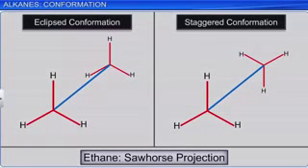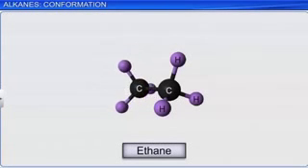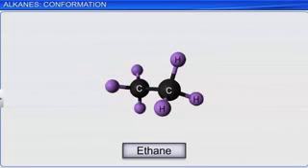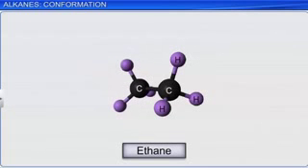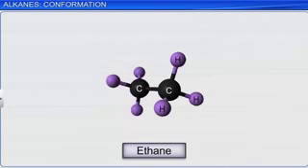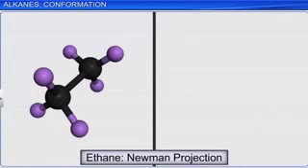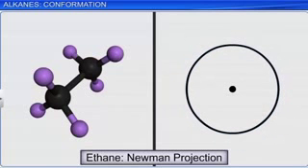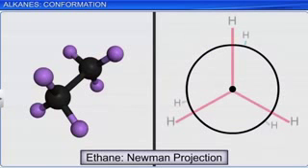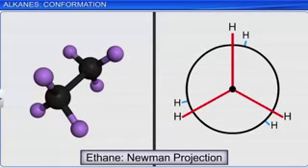In Newman projection, the carbon-to-carbon bond conformation is viewed head-on, that is, front to back. The carbon atom at the front is represented as a dot and the carbon atom at the back is represented as a circle. The hydrogen atoms attached to the carbon atoms are shown by lines. The bond angle between these lines is kept at 120 degrees.